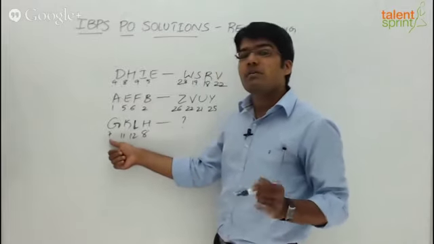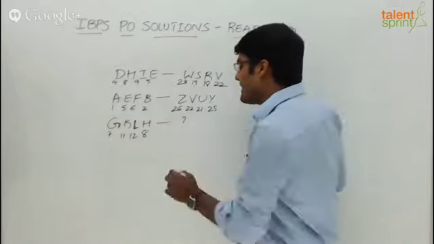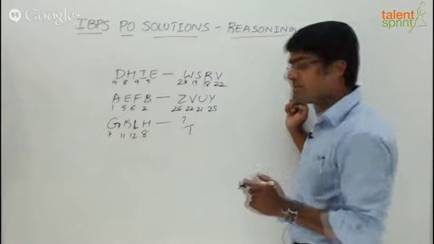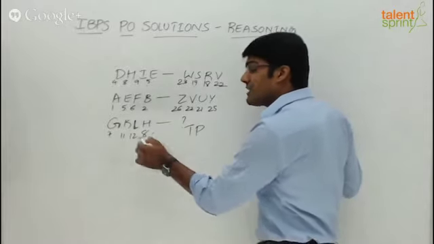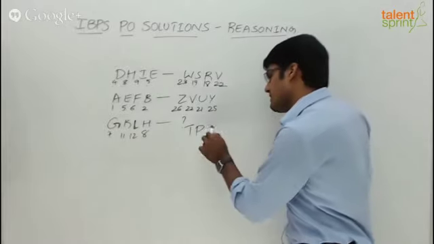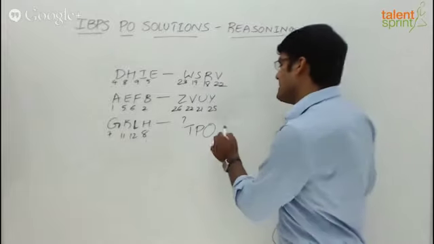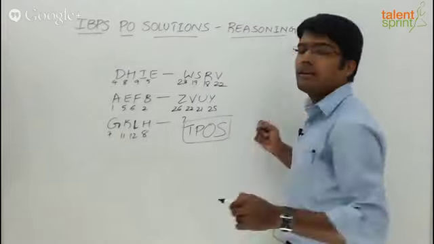So 7 plus what will give you 27? 7 plus 20. What is 20? T. 11 plus what gives you 27? 11 plus 16. What is 16? P. 12 plus 15 gives you 27. So 15 is O. 8 plus 19 gives you 27. So the 19th letter is S. So the answer for this question will be O.